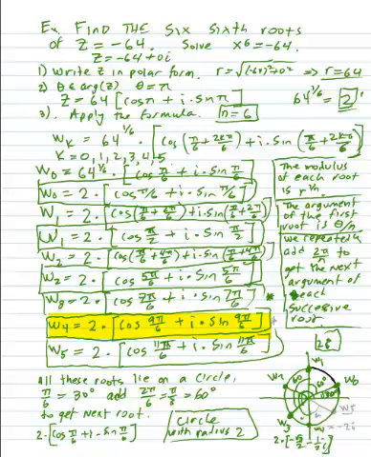The argument was 9 pi over 6, which reduced to 3 pi halves, and cosine of 3 pi halves is 0. Sine of 3 pi halves is negative 1. This root is negative 2i. And finally, the last root, adding another 60 degrees, w sub 5, 11 pi over 6. Cosine of 11 pi over 6 is square root of 3 over 2. Sine of 11 pi over 6 is negative 1/2.